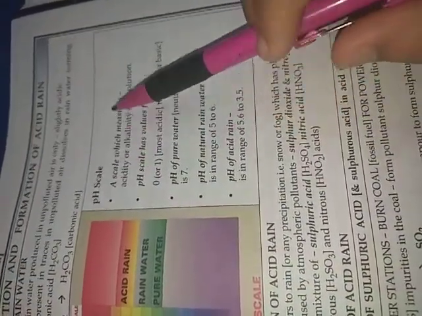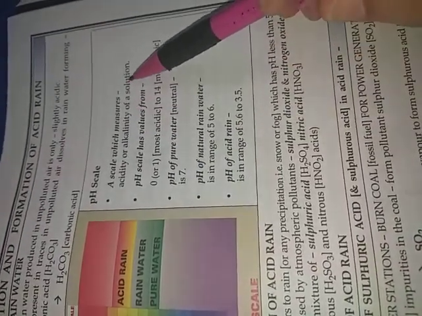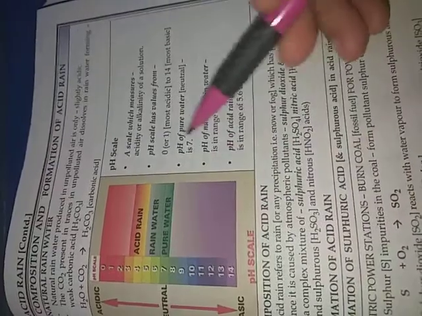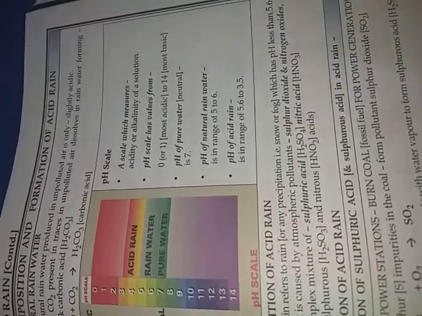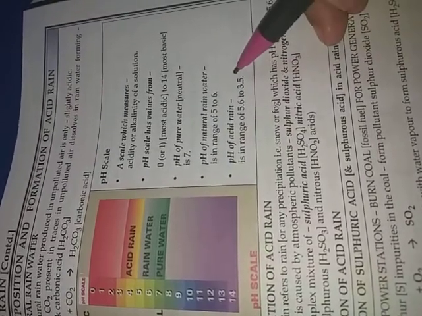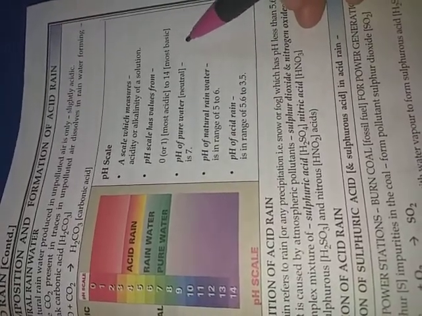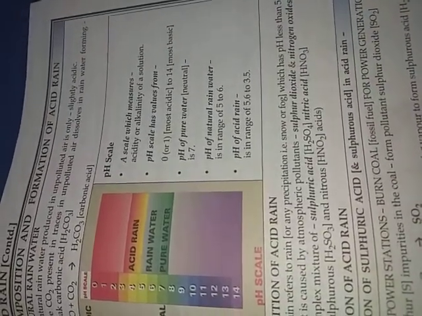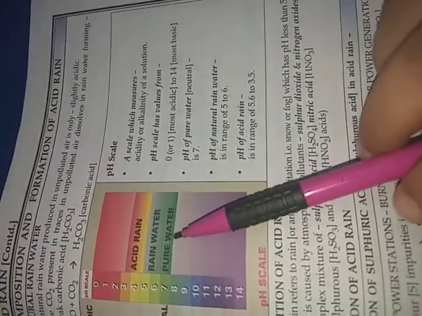See, the pH is a scale which measures the acidity or alkalinity of a solution. If we want to test whether a liquid is acidic or basic, we can dip litmus papers in it. Blue litmus paper dipped in a base will remain blue, but in an acid it will turn red. Red litmus paper will remain red in an acid, but in a base it will turn blue.